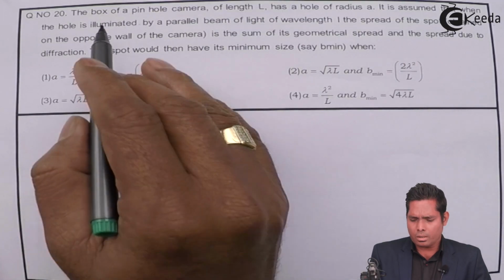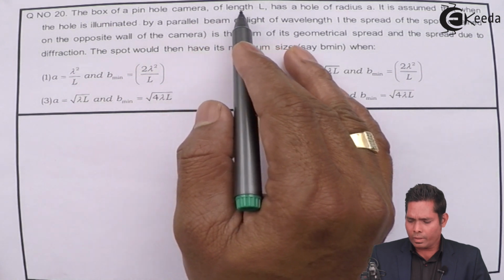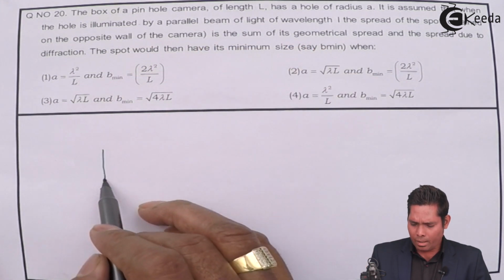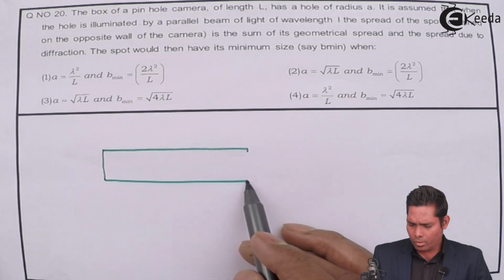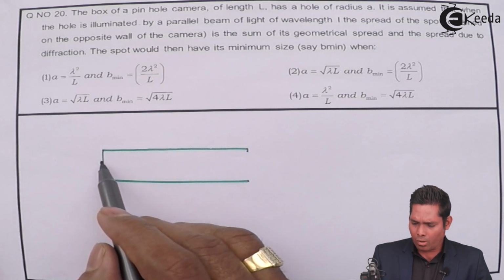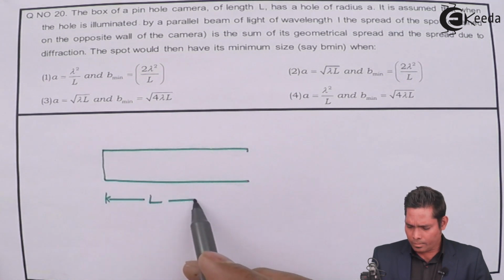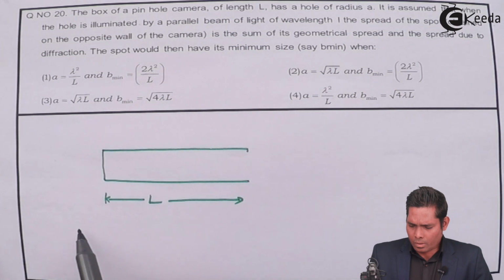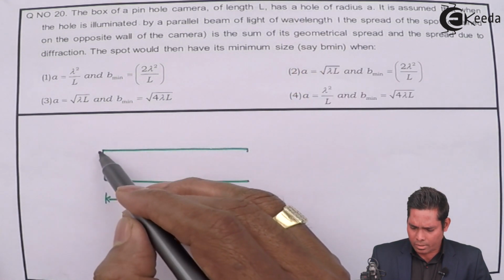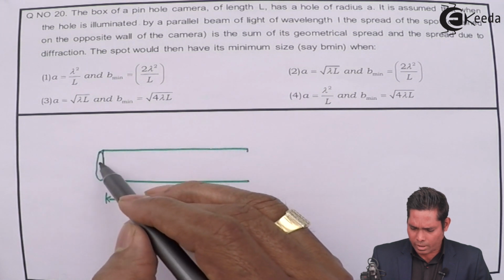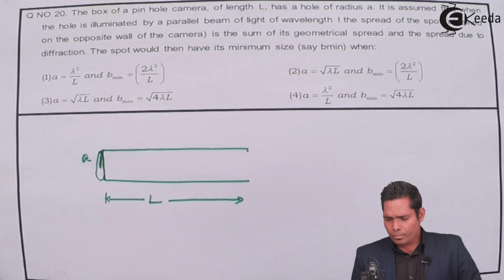Friends, the question is: the box of a pinhole camera of length L. Suppose this is a camera. This is a pinhole camera of length L, and has a hole of radius A. This is an aperture whose radius is A. A is the radius of this pinhole.